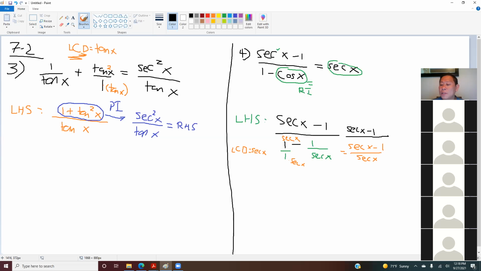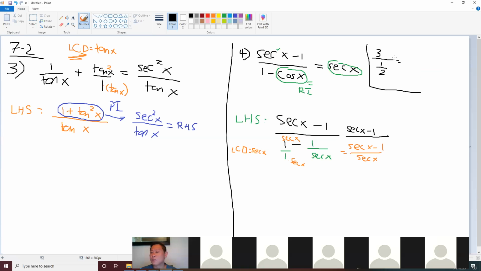Now, you guys know what happens when you have a number over a fraction. Do you know how to do this? For example, you remember how we do this? This is the same as 3 divided by 1/2, right? Which is the same as 3 times, you flip this one, right?